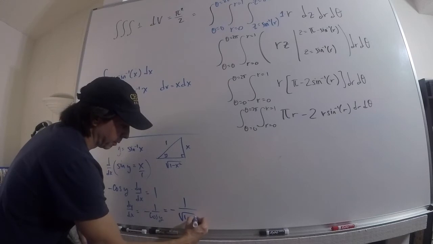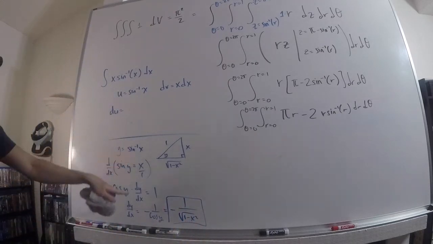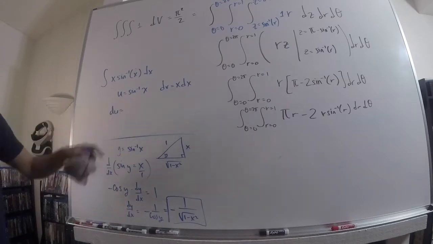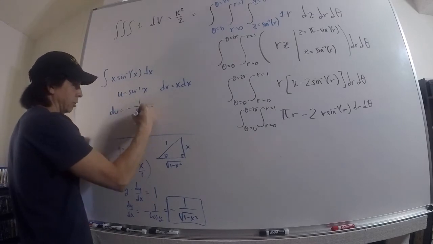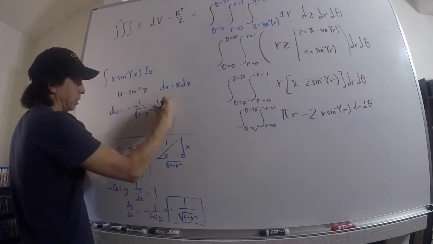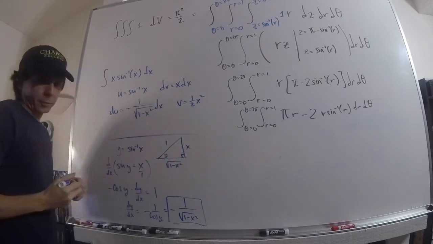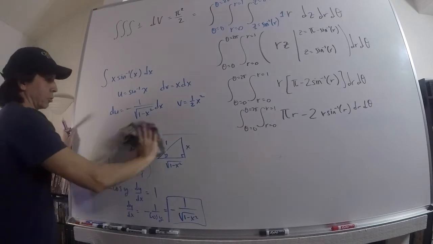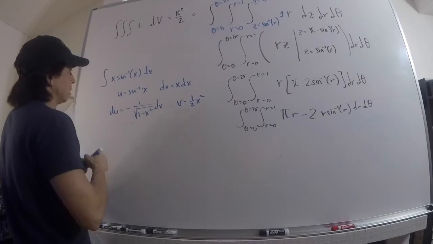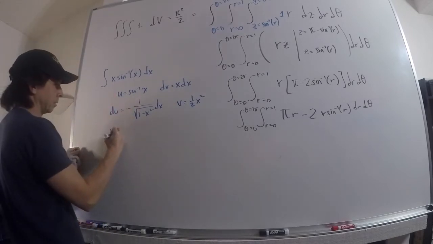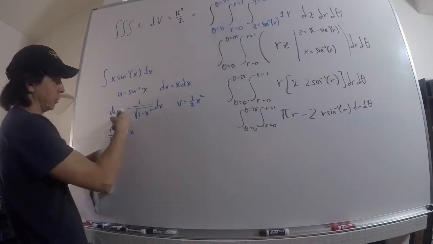Okay. That's my derivative of sine inverse, and that's what my du is. So I'm going back to my integration by parts. Yeah, this is crazy. dx, my v's antiderivative of that, 1/2 x squared. Alright, let's do this. So it's uv minus v du, so it's going to cancel.